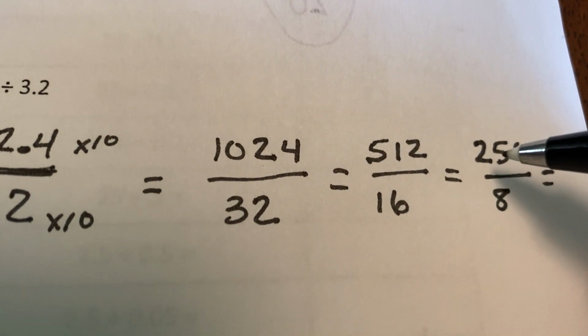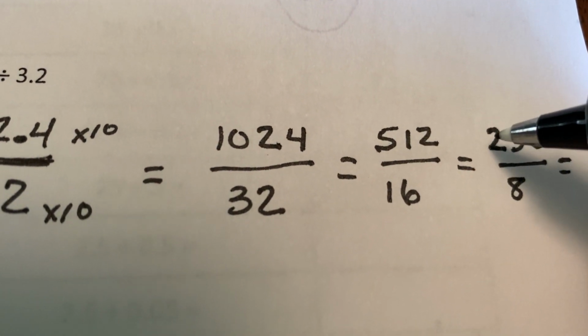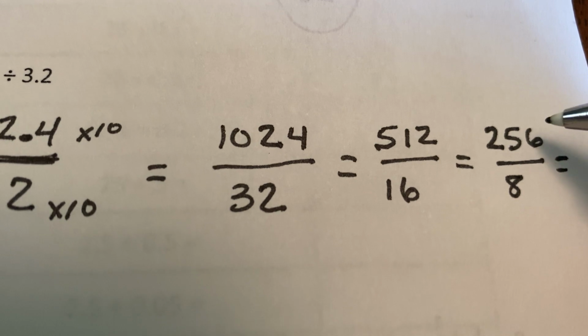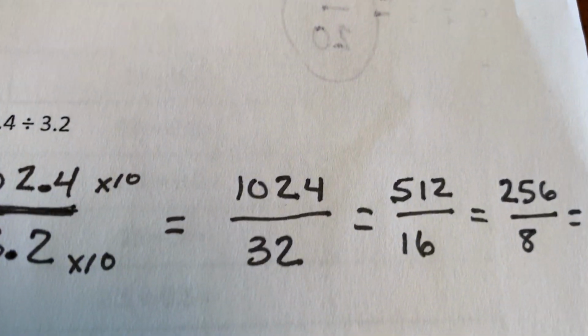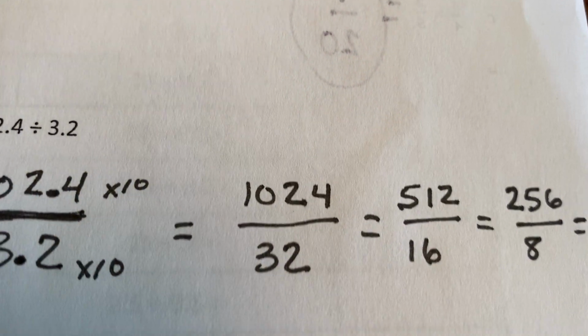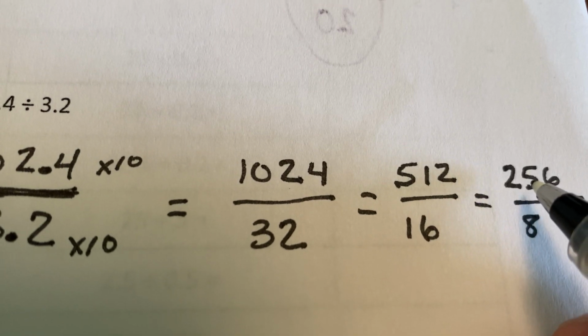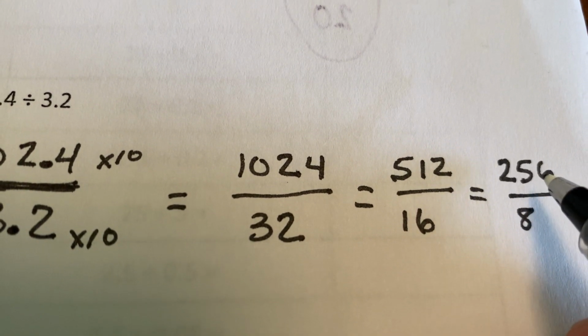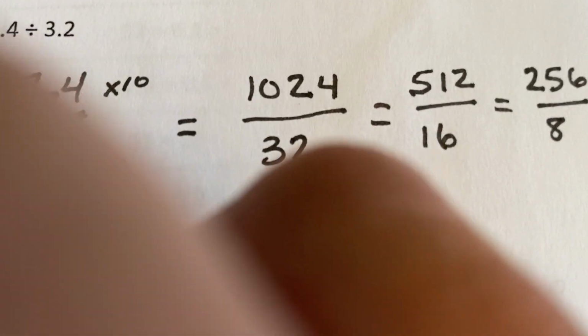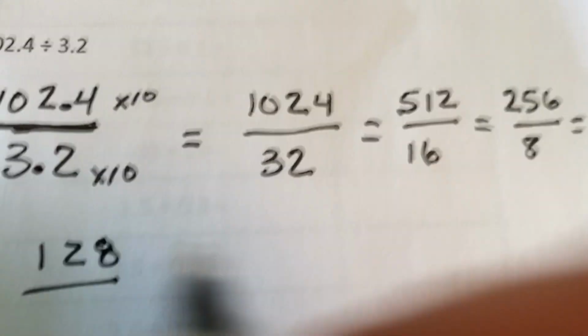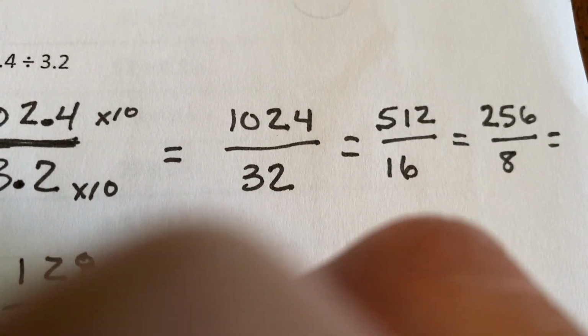All right, now I can ask myself again, can I just half? Yes, I can. They're evens. So half of 200 is 100. All right, half of 56 is 28. So that's 128 over, and half of 8 is 4.